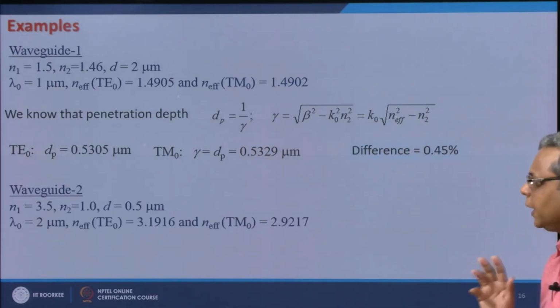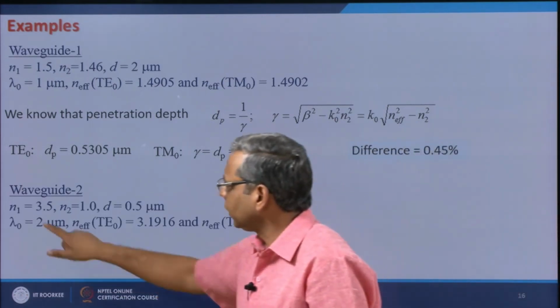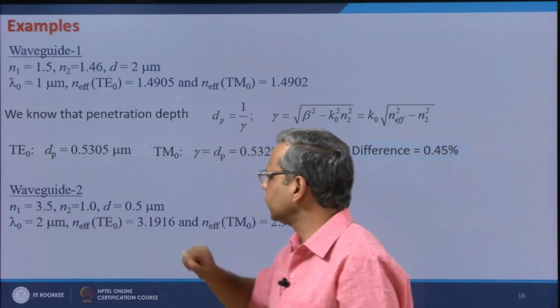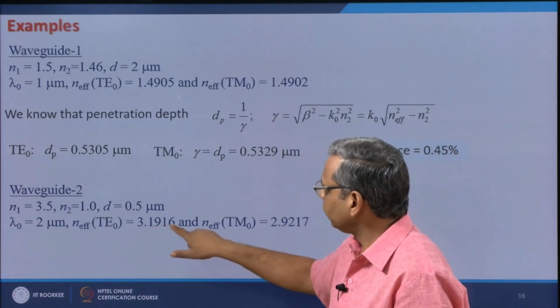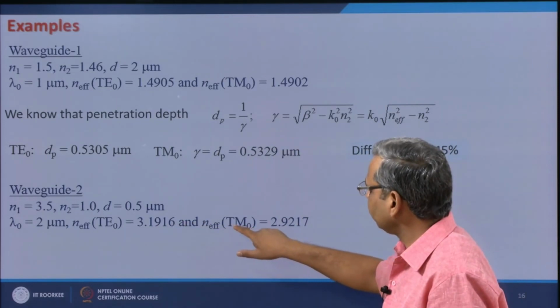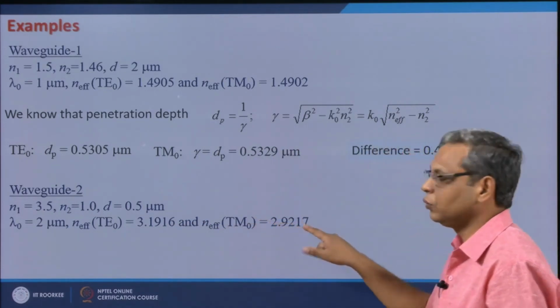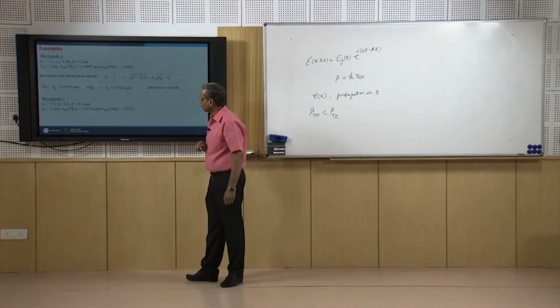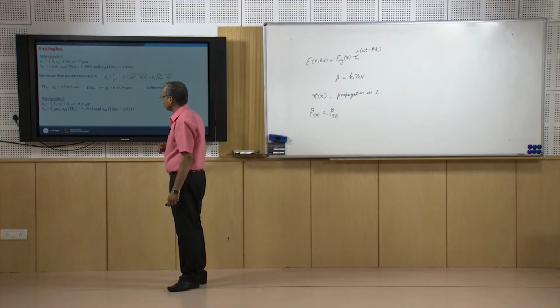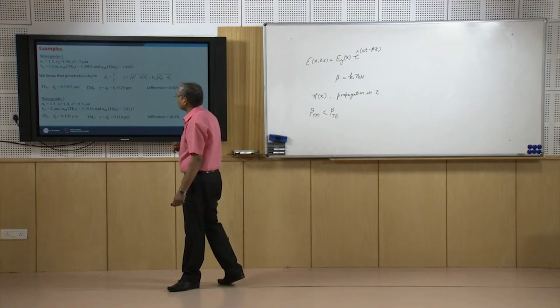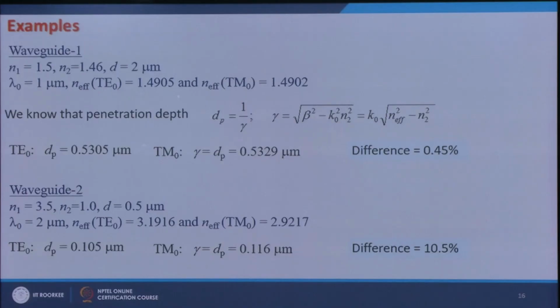But if I take a high index contrast waveguide where n1 is 3.5, n2 is 1, then n effective of the TE0 mode is 3.1916 and that of the TM0 mode is 2.92. So, which is very different, there is a huge difference between the propagation constants. Now, if I calculate the penetration depths, then the difference is about 10.5%.